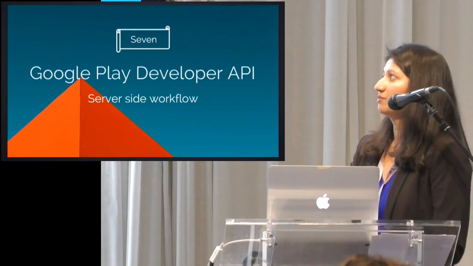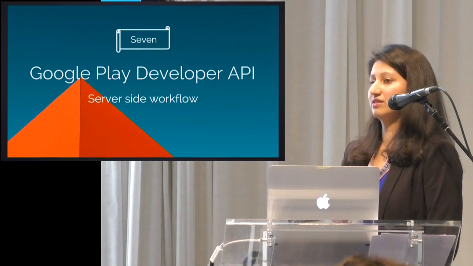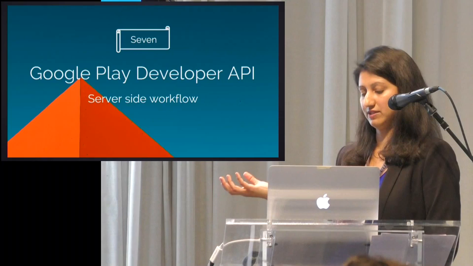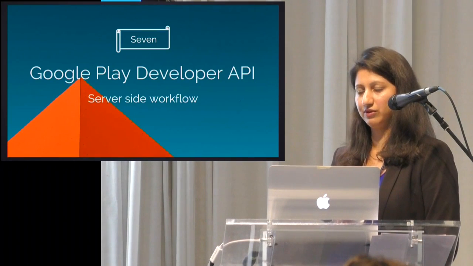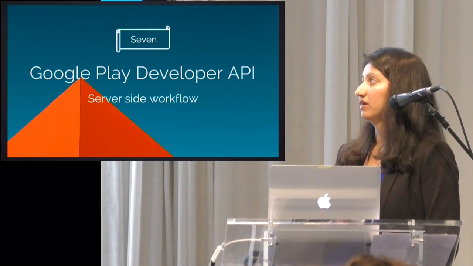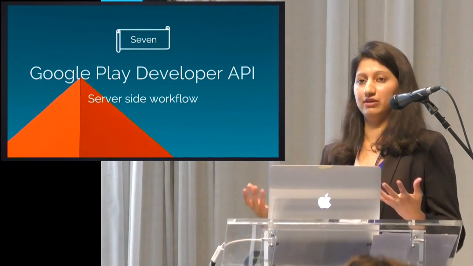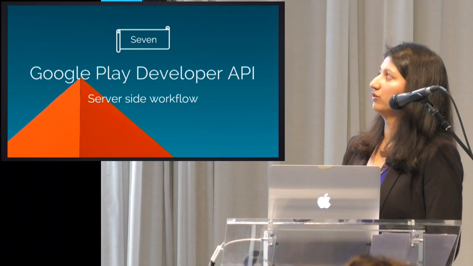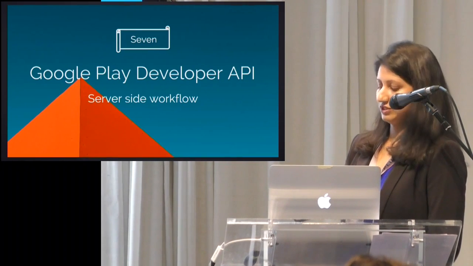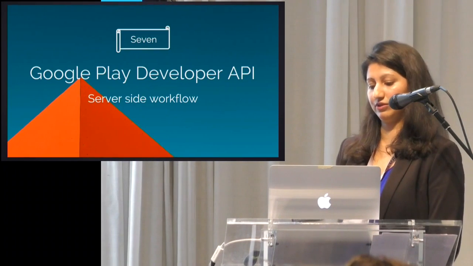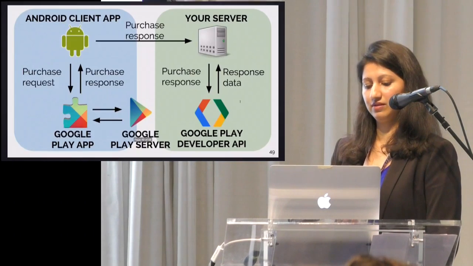So we're coming to the last part of this talk, which is how do we go about implementing this on the server side. So you have some information about your user, you have purchase response and everything, but how do you go about figuring out more information about this user's purchase? For that, we're going to make use of Google Play Developer API, which is an API provided by Google that lets you get more information about your user's purchases.